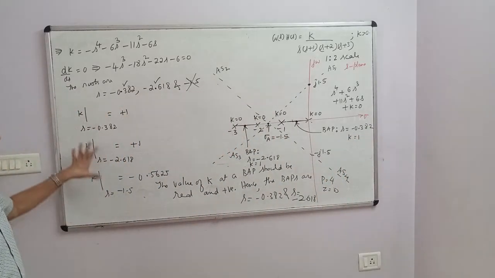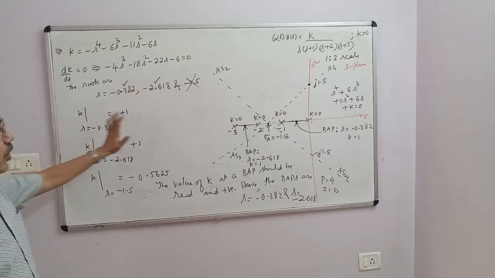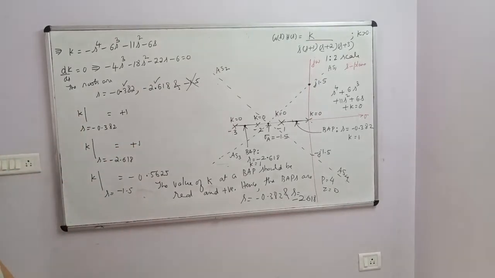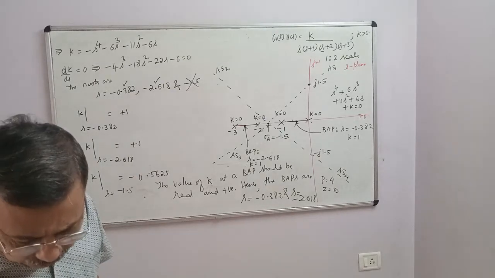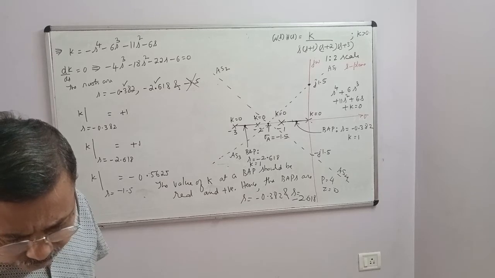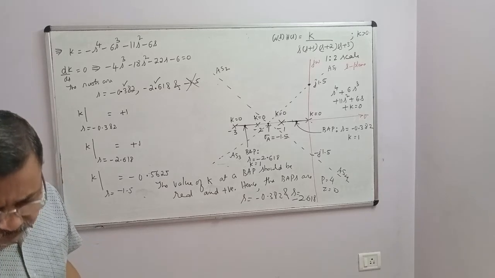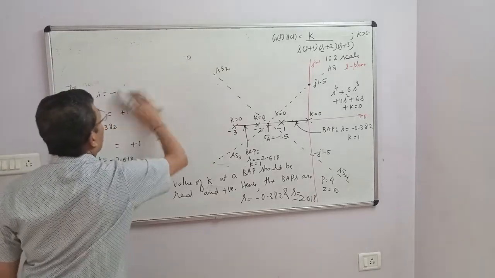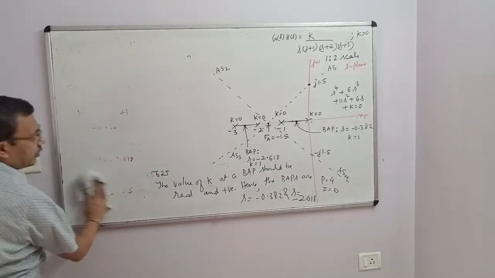We need not calculate angles of departure because there are no complex poles. Next step is to find intersection points on the j omega axis.